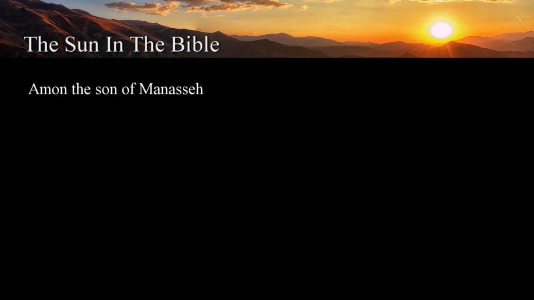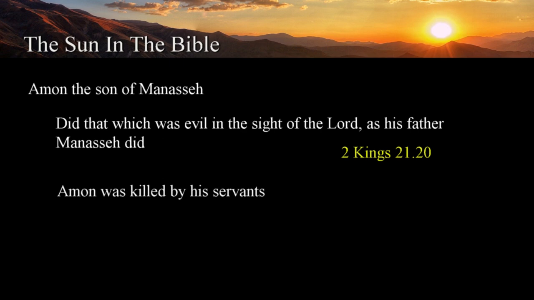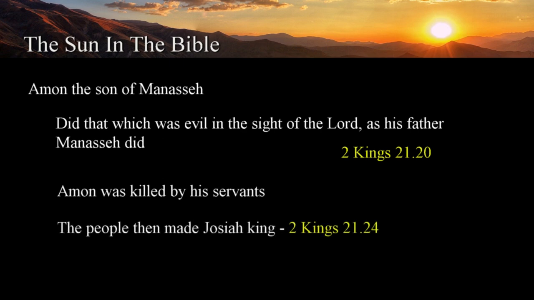His son Amon followed in his footsteps, and did that which was evil in the sight of the Lord, as his father Manasseh did in 2 Kings 21:20. He was killed by his own servants, and the people then made his son Josiah king in 2 Kings 21:24. During his reign, Josiah restored the worship of the Lord and once more purged the land of idolatry.